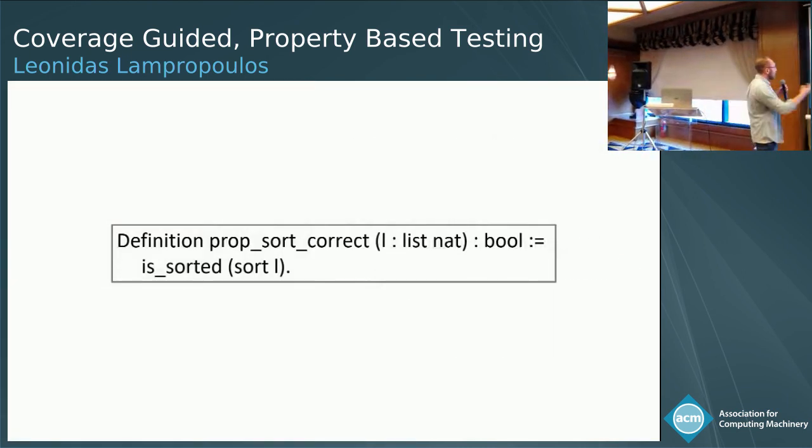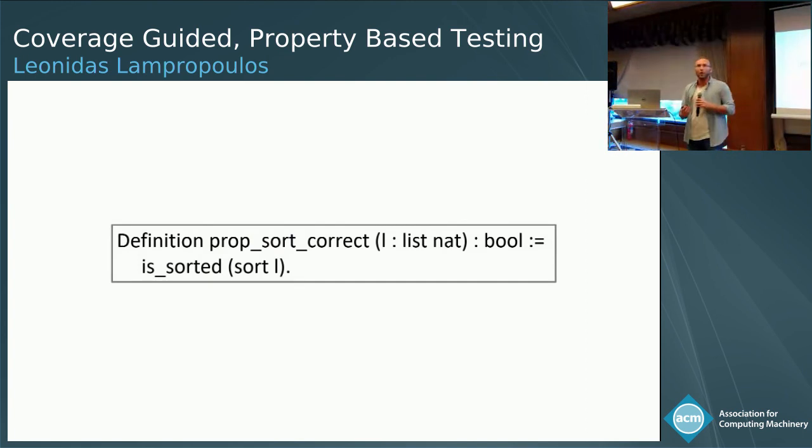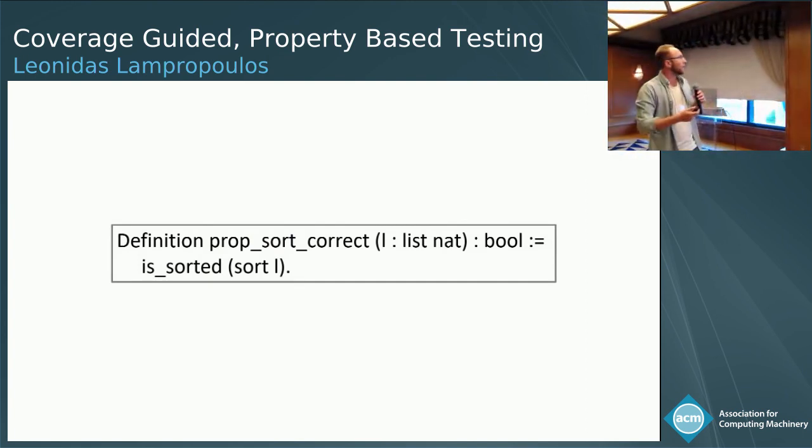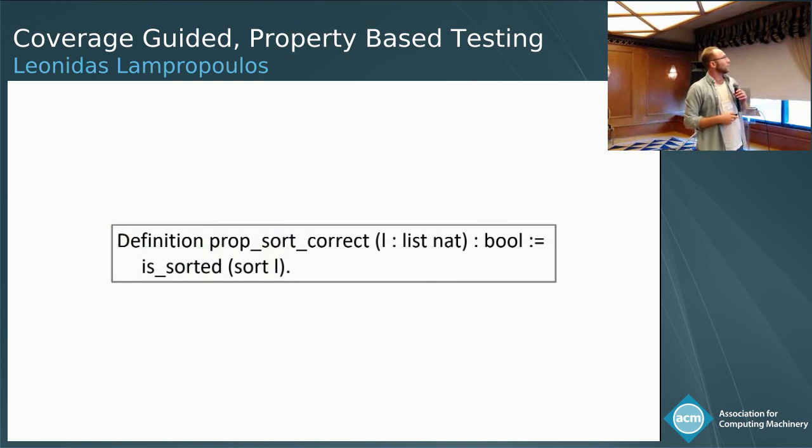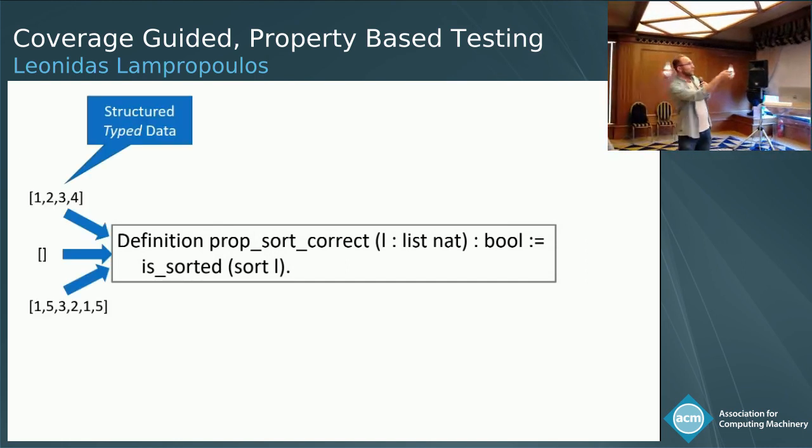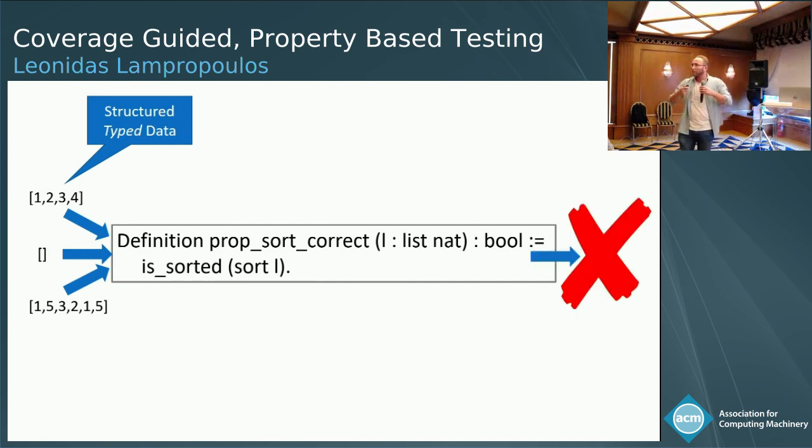So here, to make things concrete, is an example property in Coq. It's a very simple property that states that for all lists of natural numbers, if you sort the list, the result is sorted. How do we test such a thing in property-based testing? Well, we generate structured typed data. We generate lists of natural numbers, execute this property many, many times, and hopefully we'll find a counterexample. We'll find an input for which this property returns false.